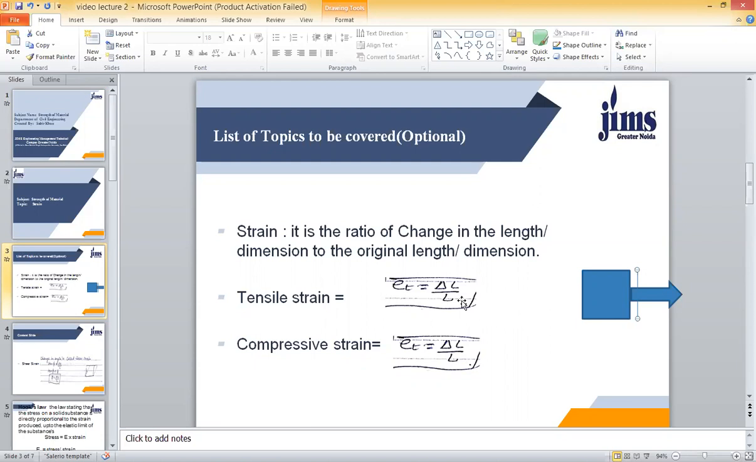If talking about the compressive stress, if I apply a compressive force, then the length of the block will be reduced. Let's assume the length of the block is slightly reduced. So that is compressive strain, and that is delta L, the change in length, to the original length. So it is called the compressive strain.